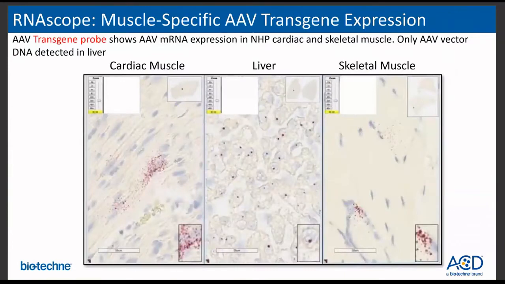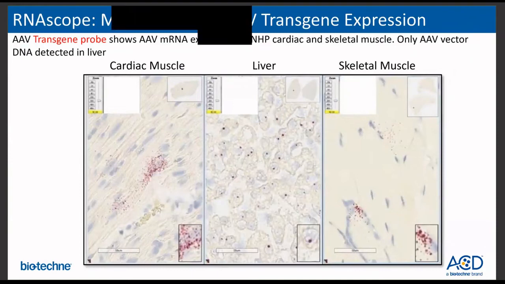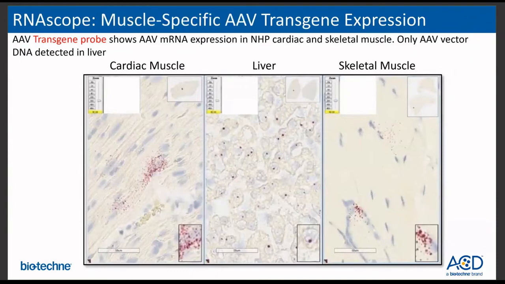And then we have NHP cardiac and skeletal muscle, where we're targeting AAV vector DNA. Only AAV vector DNA is detected in the liver. So this is only targeting DNA, and it shows a nice representation of RNAscope. This is not BaseScope, even though liver might look like BaseScope, but this is detecting the DNA signal in the nucleus for the most part.